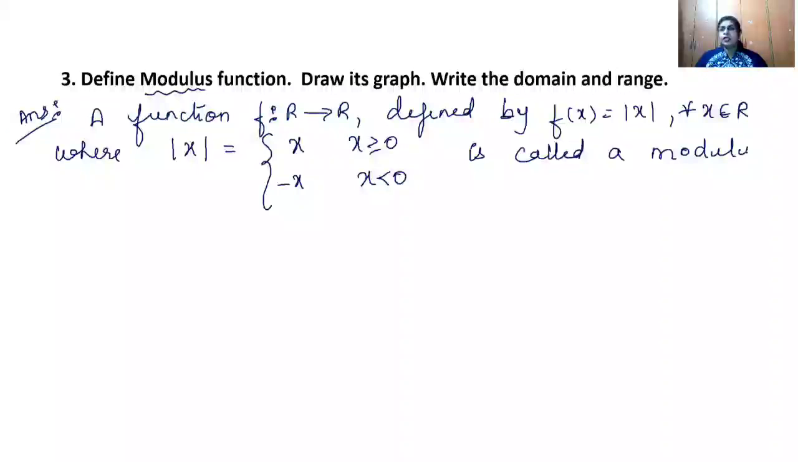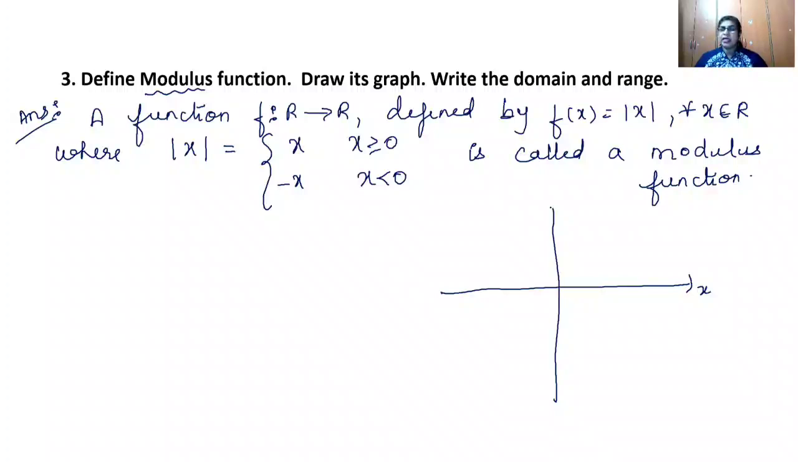Is called a modulus function. So next step, we want to draw the graph. So how do we draw a modulus function graph? We have the x and y axis. Here it is x axis and y axis. So we have 0, 1, 2, minus 1, minus 2, here 1, here this is 2.